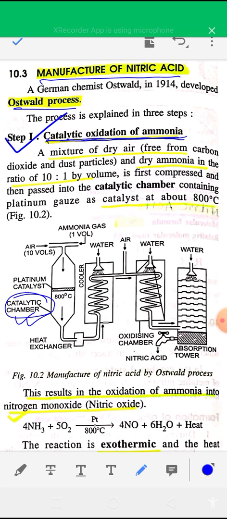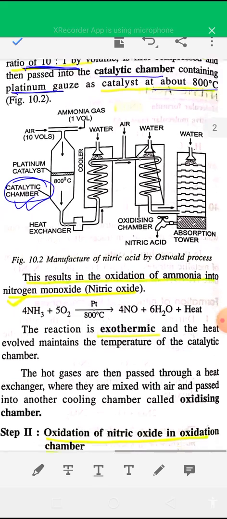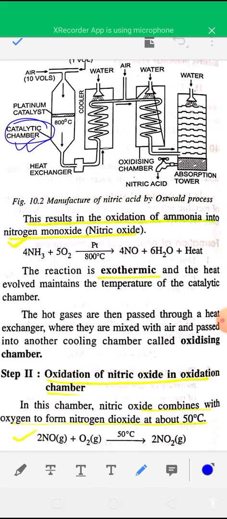A mixture of dry air, that is oxygen, and dry ammonia in the ratio of 10:1 by volume is first compressed and then passed into the catalytic chamber containing platinum catalyst at above 800 degrees Celsius. So when ammonia reacts with oxygen in presence of platinum catalyst at 800 degrees Celsius, nitric oxide, NO, is formed.